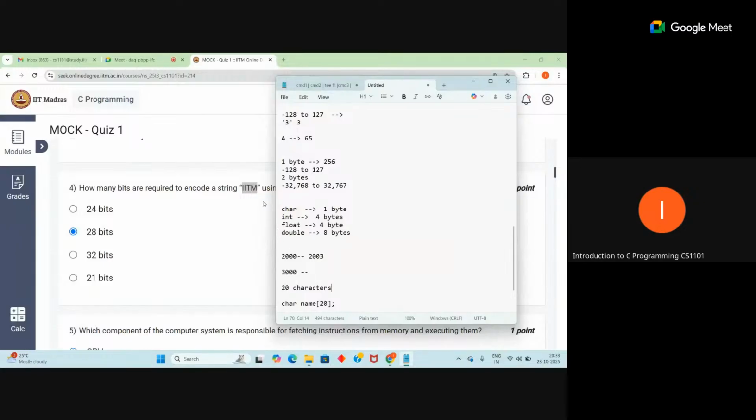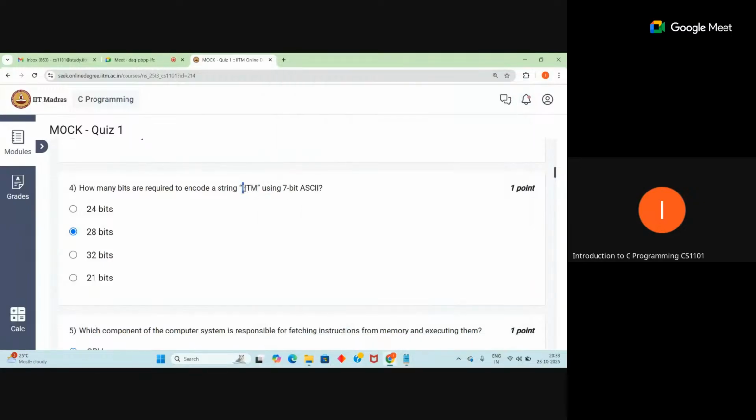Okay. So here we can say there are 4 characters. Each character will take 1 byte. So 4 characters means 4 into 8, 32 bits. But here we are given that each character is represented using a 7-bit ASCII code. So that means for each character we are using 7 bits. There are 4 characters, 4 into 7, 28 bits.